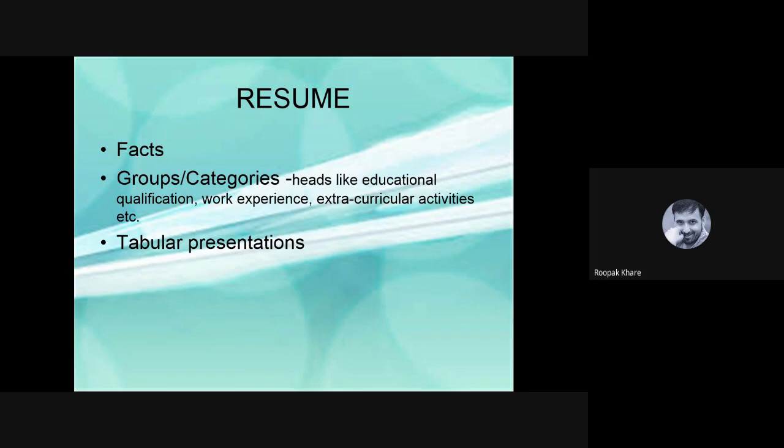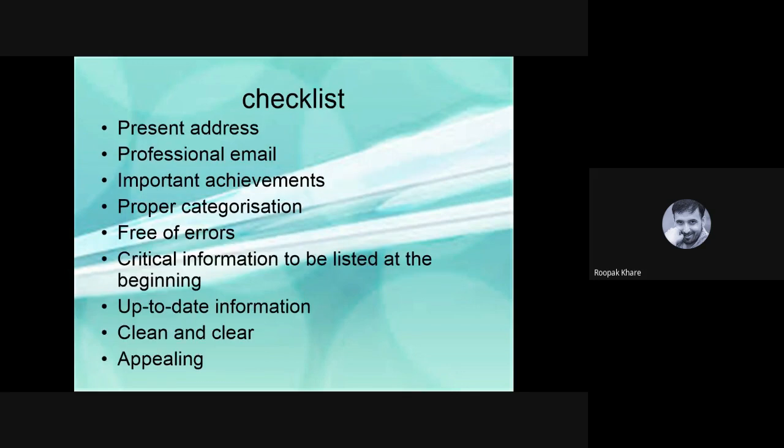Your resume should have certain things. You should give facts in your resume. There should be a lot of information written under certain categories. Right now, what could these categories or groups be? You will write all your qualifications at one place, all your experiences at one place, all your extracurricular activities at one place. That's how you divide it, right? Write a heading, write those things below that. And the third important thing about a resume is tabular presentation. If you can do all this in the form of tables, it becomes easier and less boring for the person who's reading it, right?